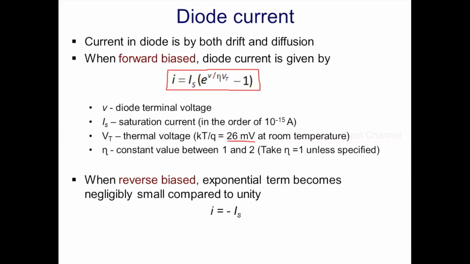When the diode terminal voltage V is negative, then the diode is said to be operated in reverse bias condition. When reverse biased, the exponential term becomes negligibly small when compared to the unity, and so this equation can be reduced to I equal to minus Is, where Is is the saturation current, of the order of 10 to the power minus 15 ampere, and the negative sign indicates the current flow is from N type to P type because it's only due to the minority charge carriers.